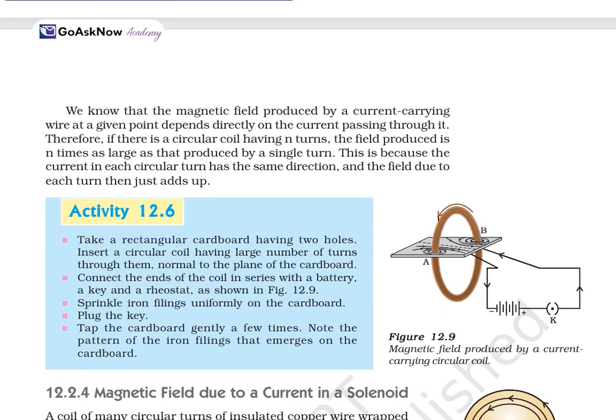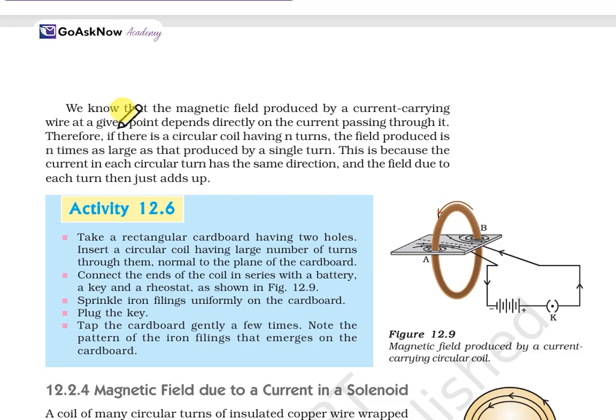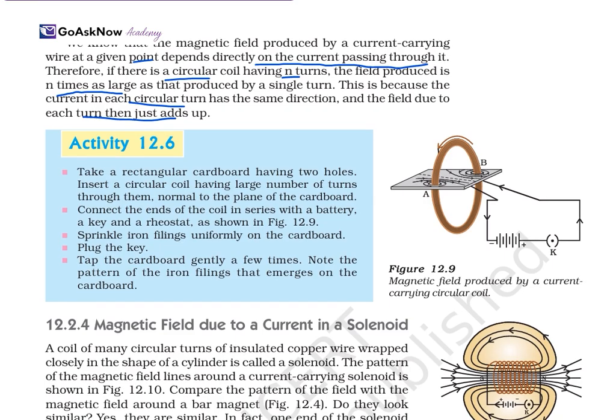We know that the magnetic field produced by a current-carrying wire at a given point depends directly on the current passing through it. Therefore, if there is a circular coil having n number of turns, the field produced is n times as large as that produced by a single turn. This is because the current in each circular turn has the same direction, and the field due to each turn just adds up. So this is about the circular loop and its direction.